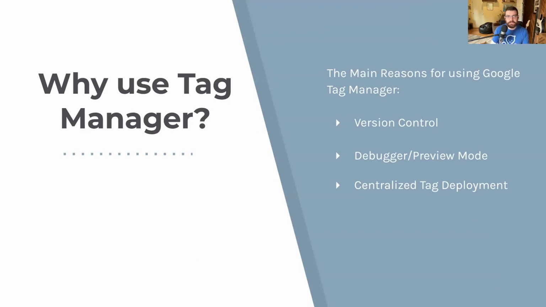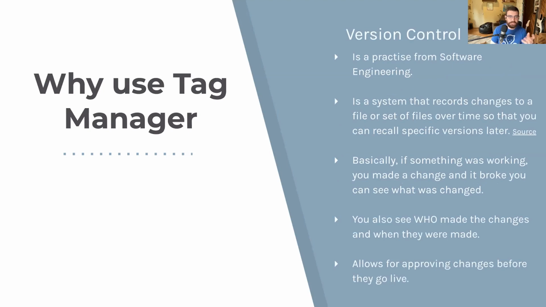One of the big ones we'll cover is version control, which is honestly so useful to have. And then we also got the debugger, and then also having it all in one central location means it's a lot easier for you as a marketer to keep an eye on where all these tags are. So version control, it's something from software. What it does is it gives you a snapshot of the changes that were made to your Tag Manager, and who made them and when they made them.